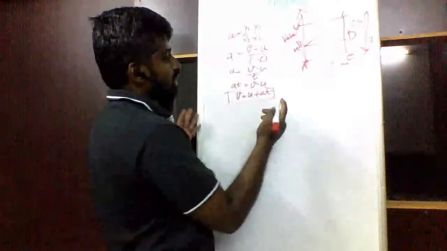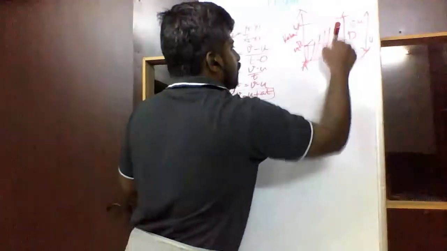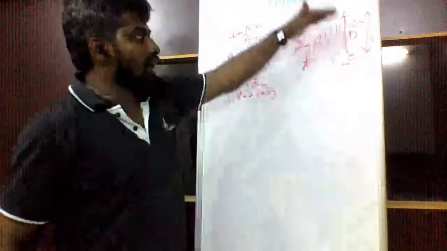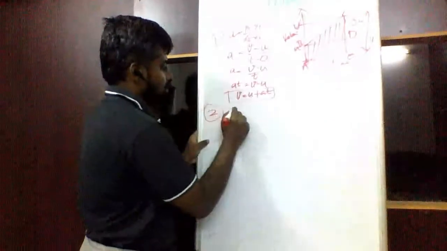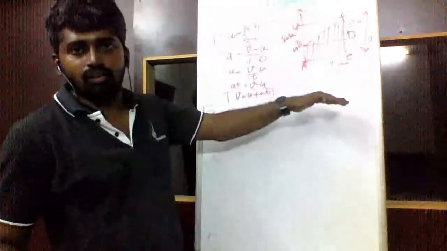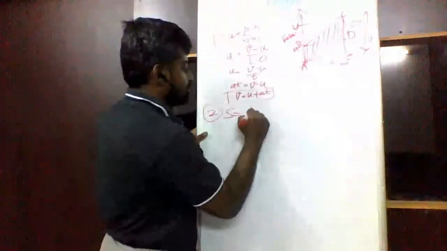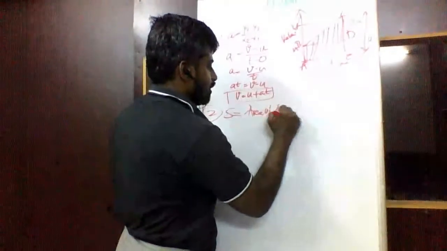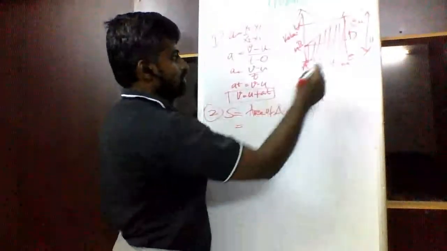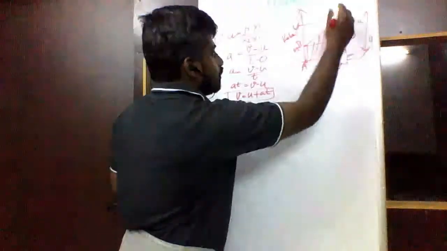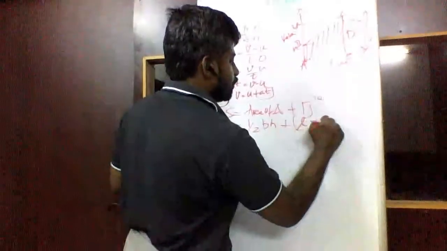Now what is the second equation? For the second equation, we are trying to find the area under this curve, which is called displacement. S is equal to the area under the curve. There are two areas: one is the area of a triangle and one is the area of a rectangle. Area of triangle is half BH, plus the area of rectangle, length into breadth.